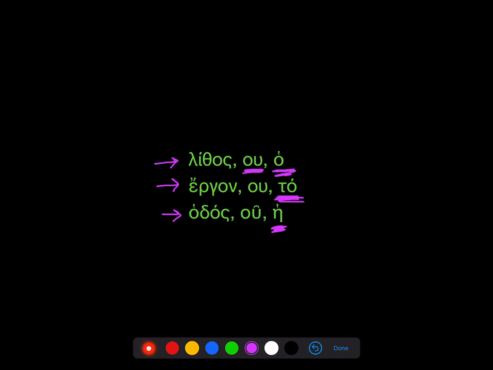Very few feminines. Okay, so when you have a noun in the vocab, look at the genitive to tell you what declension it is. Look at the definite article to tell you what gender it is. Look at the nominative to tell you where the accent wants to be. Okay?